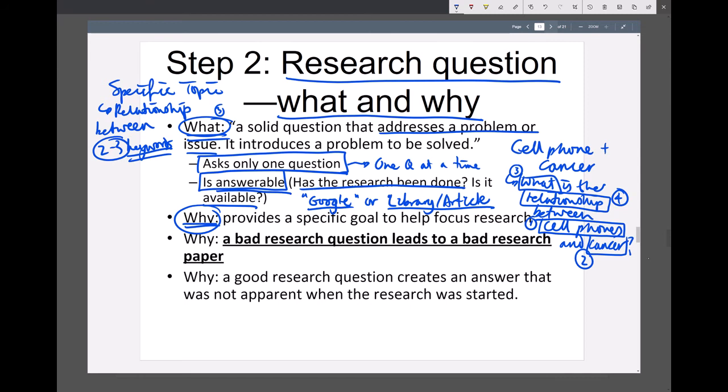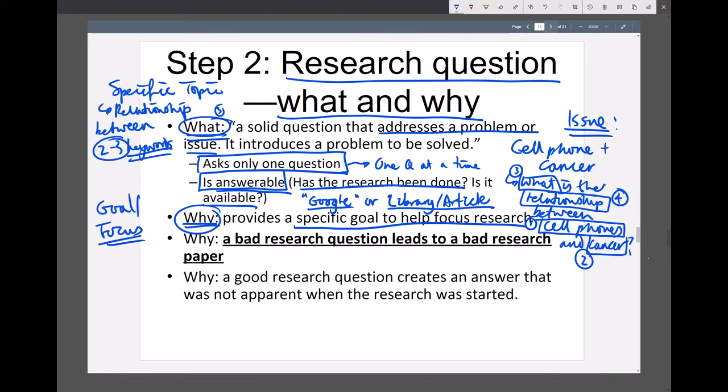The what question talks about the issue. The why question provides the focus, a goal, a goal or focus to the research.